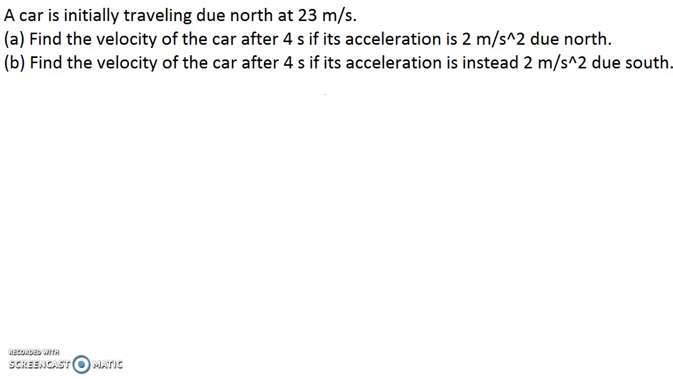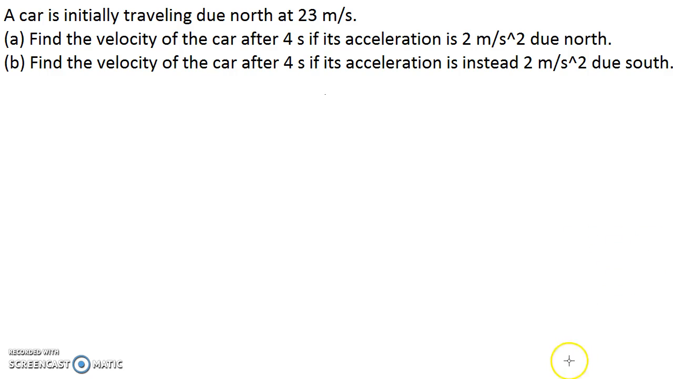So let's go ahead and jump into our first problem. A car is initially traveling due north at 23 meters per second. A, find the velocity of the car after 4 seconds if its acceleration is 2 meters per second squared due north. And B, find the velocity of the car after 4 seconds if its acceleration is instead 2 meters per second squared due south.